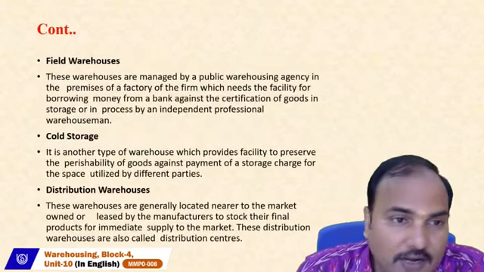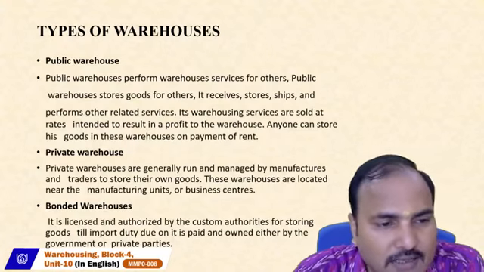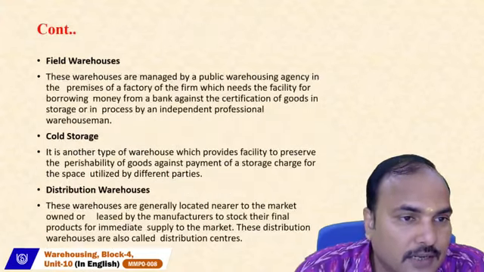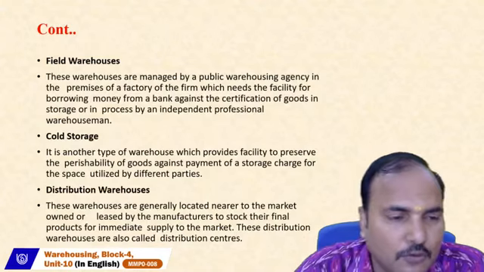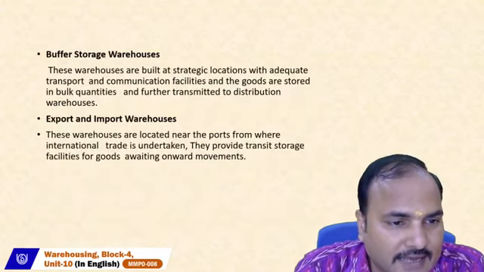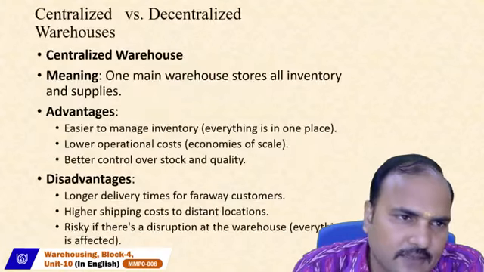So these are the different warehouses we have discussed. One is the public warehouse, another is the private warehouse, third is the bonded warehouse, then field warehouse, cold storage, distribution warehouses, buffer storage warehouses, and export and import warehouses. These are the different types of warehouses.